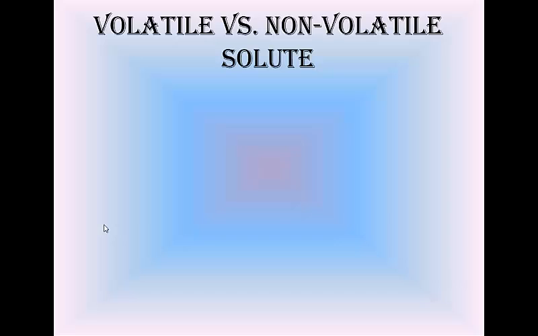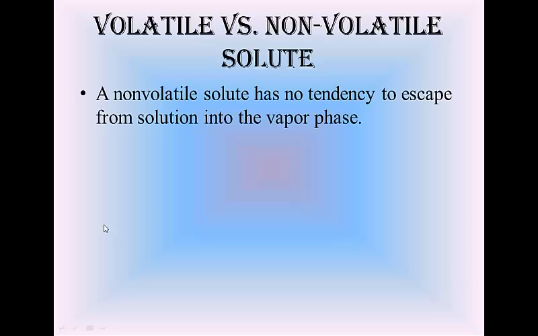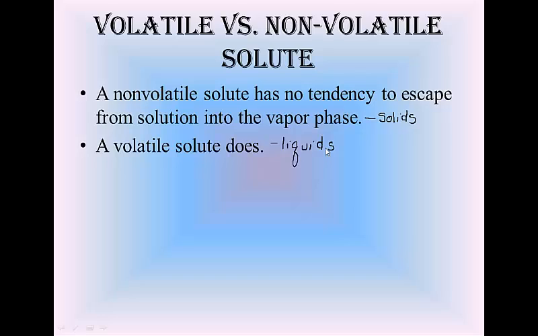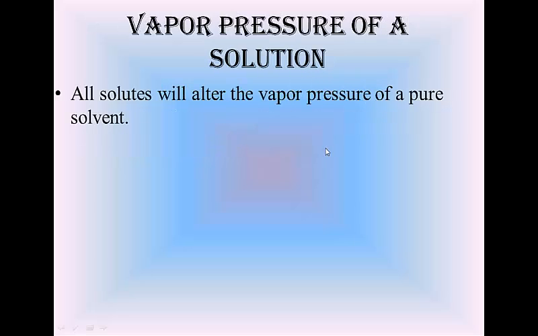Volatile versus non-volatile. A non-volatile solute will have no tendency to escape from solution into the vapor phase. These are going to be your solids. A volatile solute will escape from the solution into the vapor phase. These are going to be your liquids. Non-volatile are technically solids. That includes molecular solids and ionic solids, but ionic solids will have a larger reaction with the solvent than molecular. All solutes will alter the vapor pressure of a pure solvent.